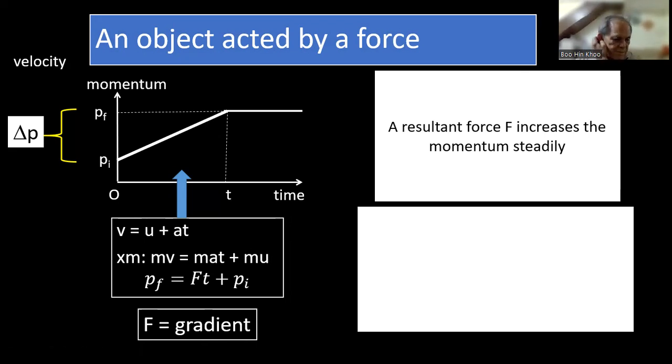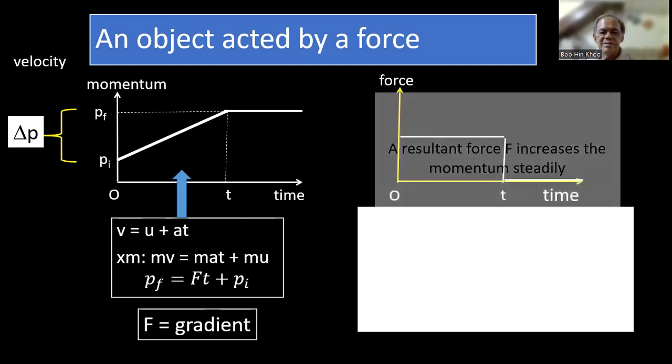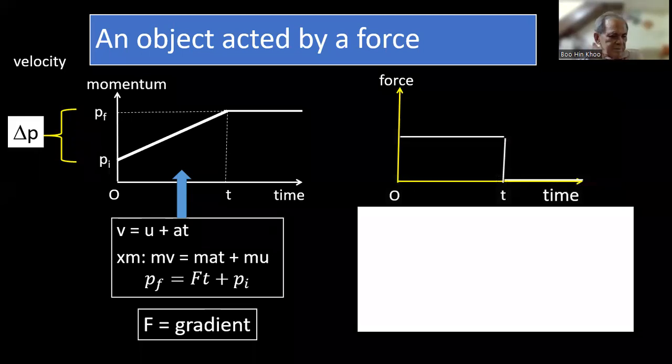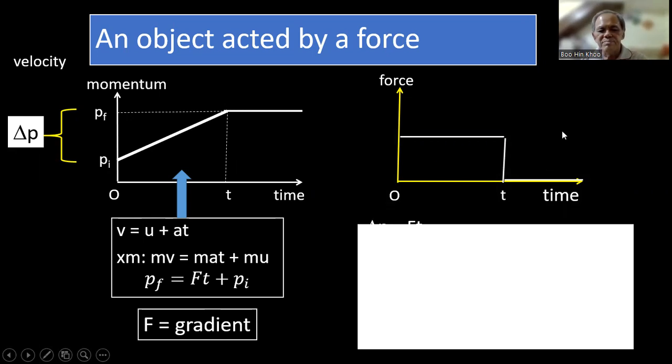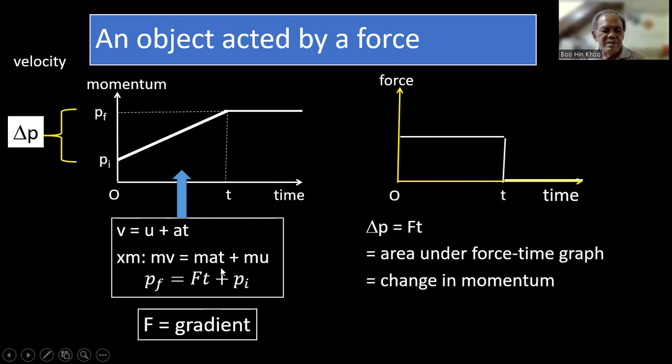So initial momentum, final momentum, for this straight line, the equation of this straight line. So for the momentum time graph, the force is given by the gradient of the straight line. Okay, so we are drawing the same picture. Previously it was acceleration against time. Now it's just force against time. Same thing. This part is constant force. This part is no force. Force is 0.